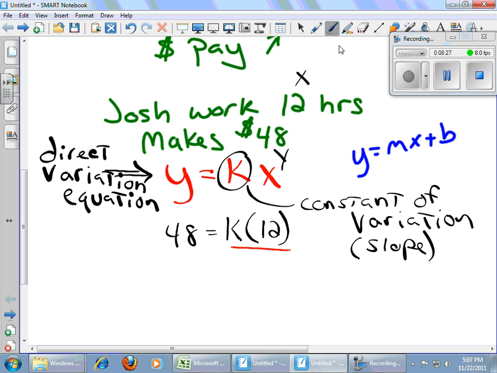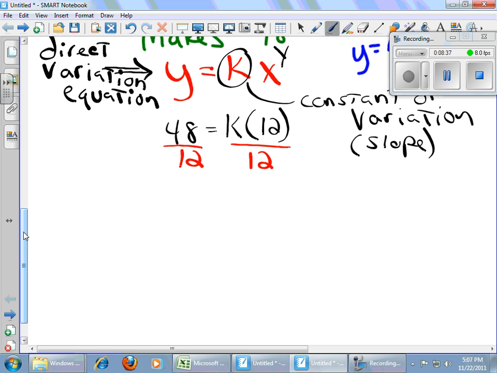This is multiplication, so I will divide. By the way, there were some of you on the test. You were subtracting to undo multiplication. Come on, guys, you know better than that. This is honors algebra. All right, the 12s cancel, and I'm left with k equal to 4. My constant of variation is 4. I could write an equation that would tell me how much money he makes if I know how many hours he works. Y equals 4x would be my equation. All right, that is one way to do direct variation.